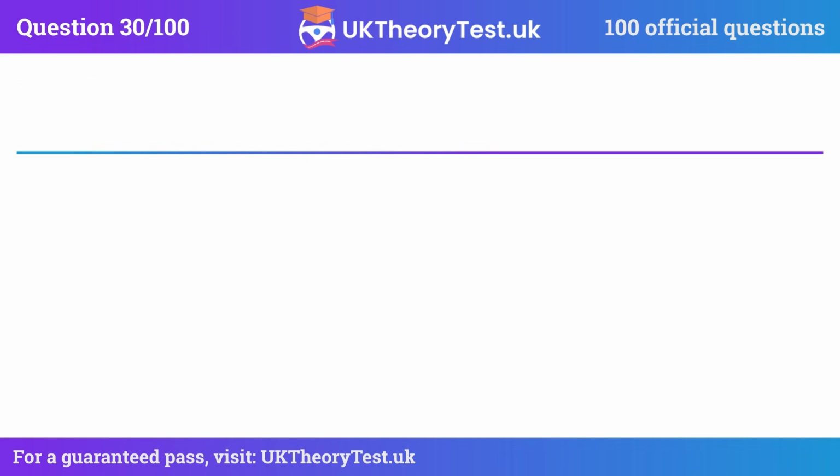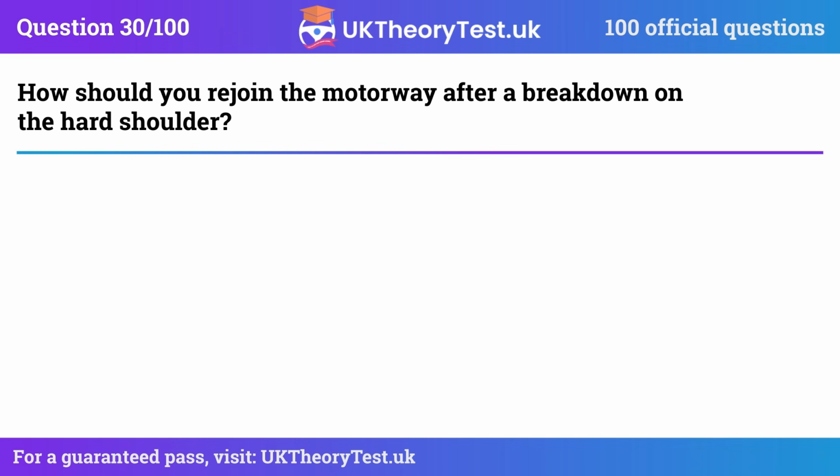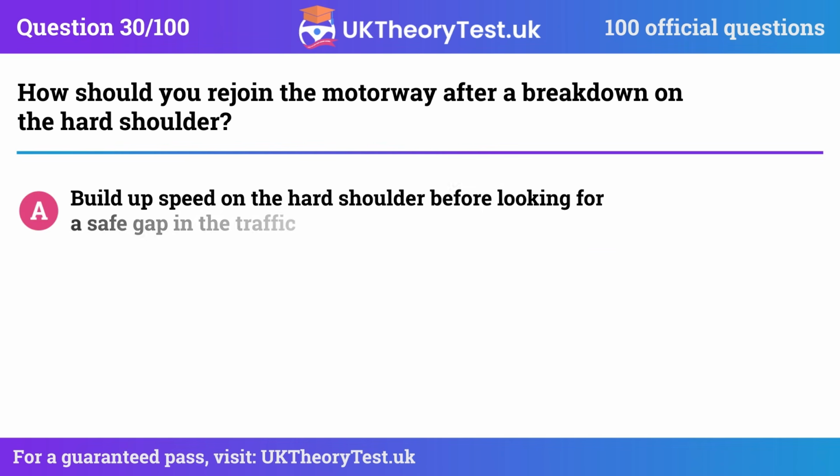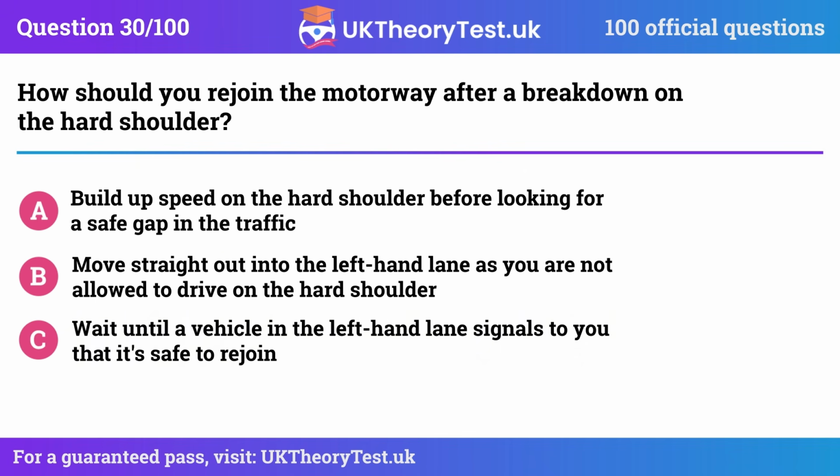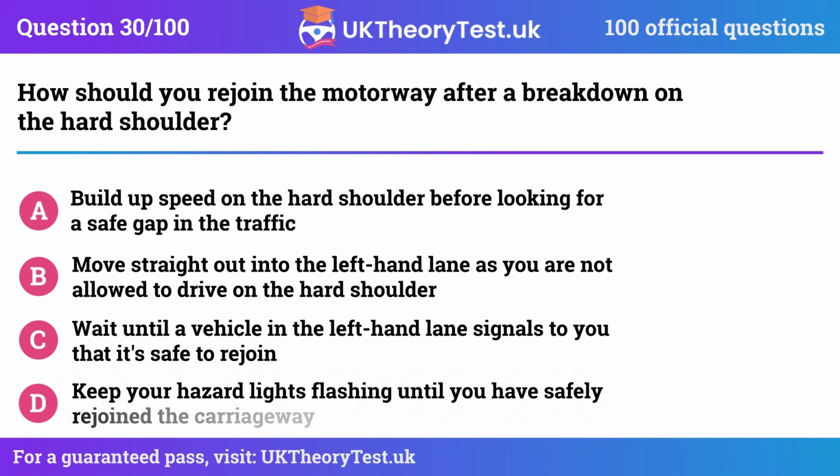Question 30. How should you rejoin the motorway after a breakdown on the hard shoulder? A. Build up speed on the hard shoulder before looking for a safe gap in the traffic. B. Move straight out into the left-hand lane as you are not allowed to drive on the hard shoulder. C. Wait until a vehicle in the left-hand lane signals to you that it's safe to rejoin. D. Keep your hazard lights flashing until you have safely rejoined the carriageway.